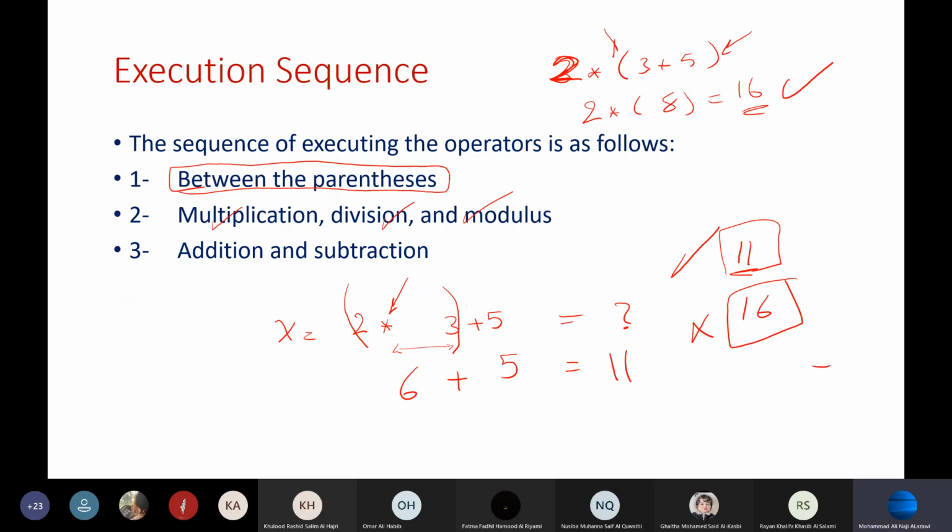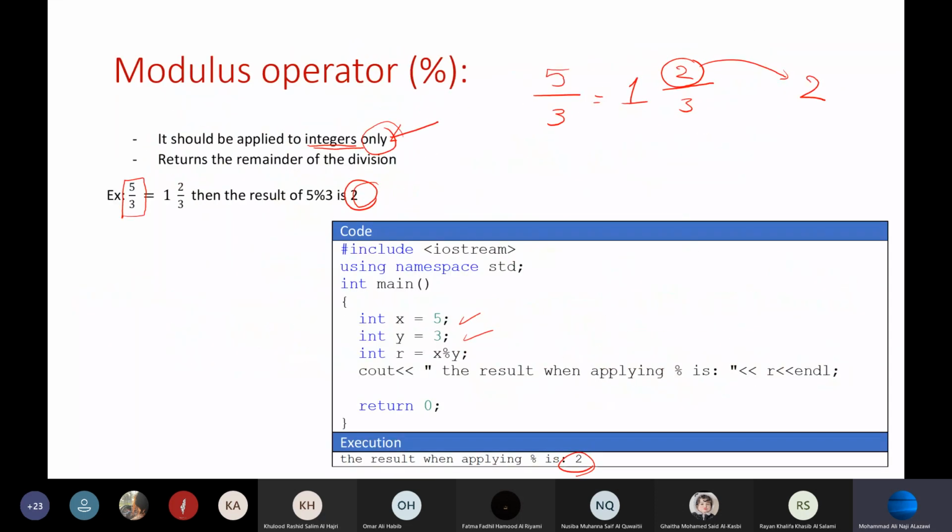Please take 1 minute to think about it, read it, and see if you have any questions. Here are the mathematical operations, the mod operation, etc.